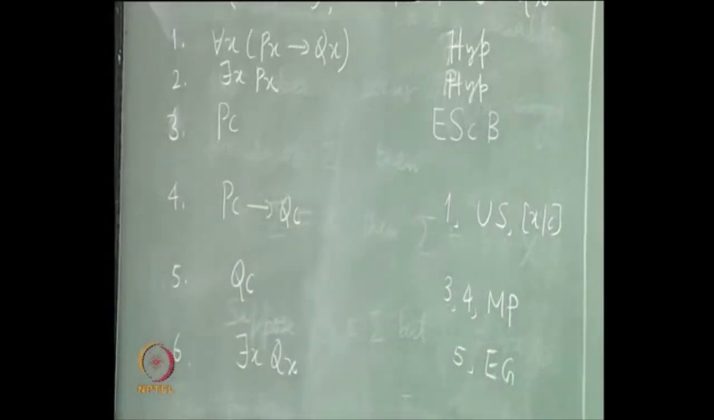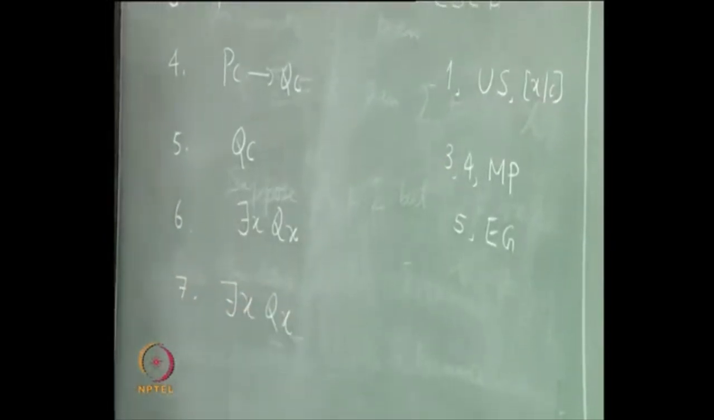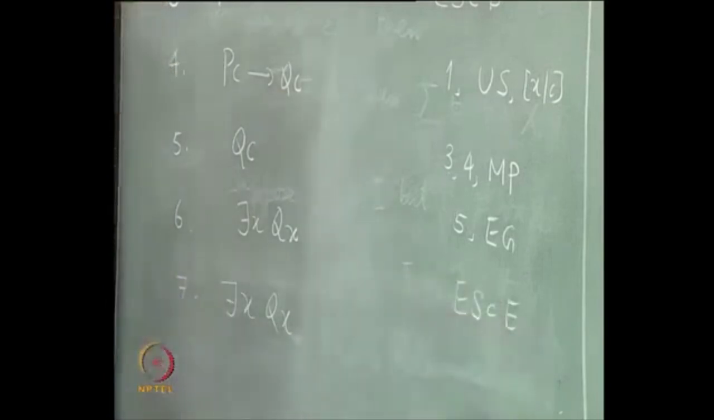Okay. Now you get a formula y which is independent of this ambiguous name or new constant c, fine. Therefore, we say once more we have to write there is x QX, it follows from the premises, where your existential specification ends.